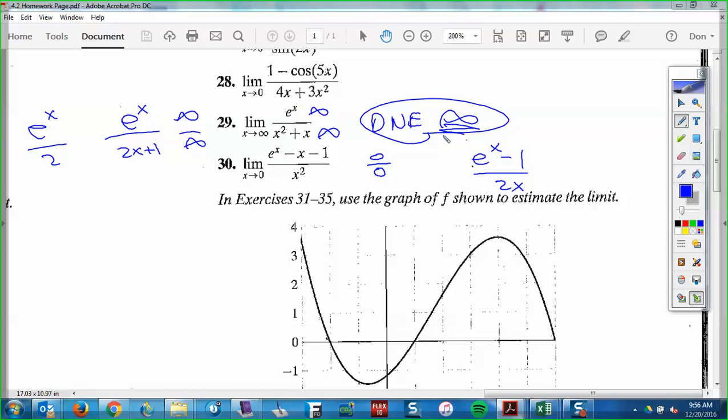You do L'Hopital's rule and then you check to see what you got. In this case, we put a 0 in. e to the 0 is 1. 1 minus 1 is 0. Put a 0 on the bottom. So we do get 0 over 0, so we can do L'Hopital's rule again. The top's e to the x. The bottom is 2. Put in a 0. e to the 0 is 1, so 1 over 2, 1 half, and that's our answer. 1 half. Okay?